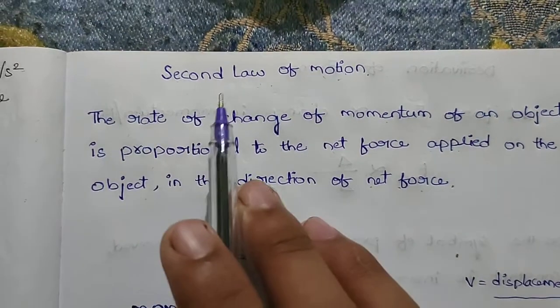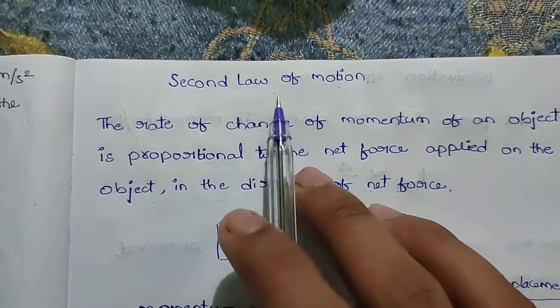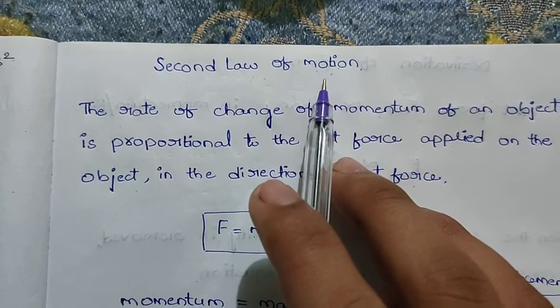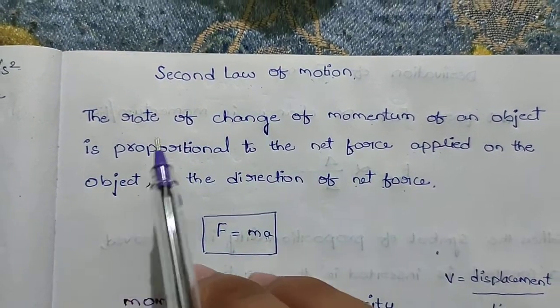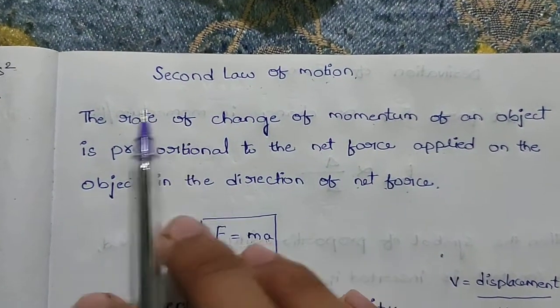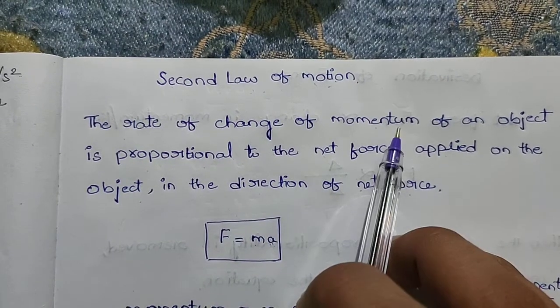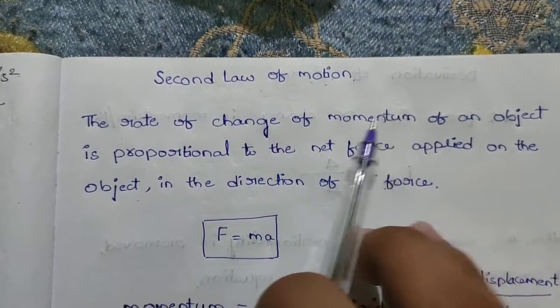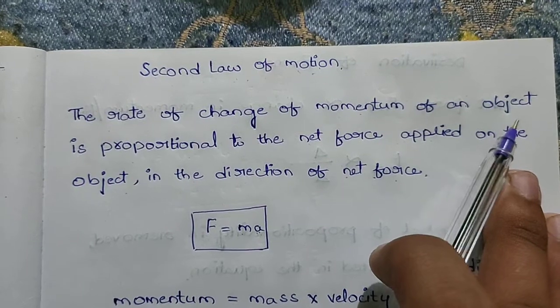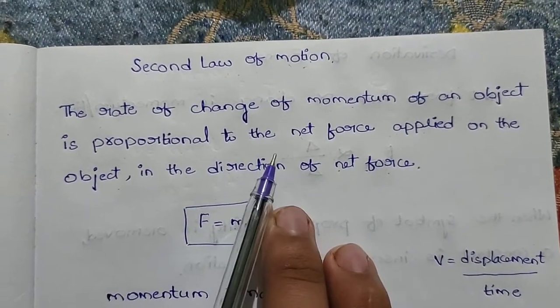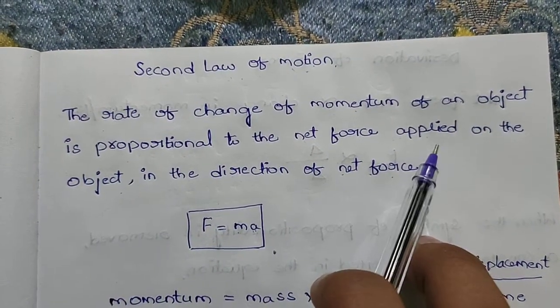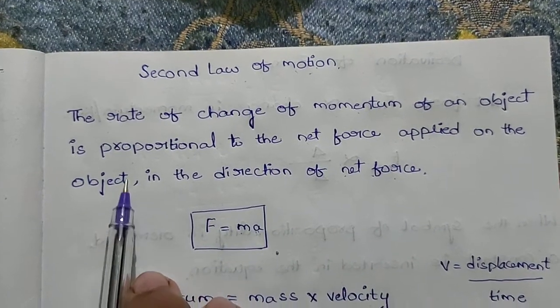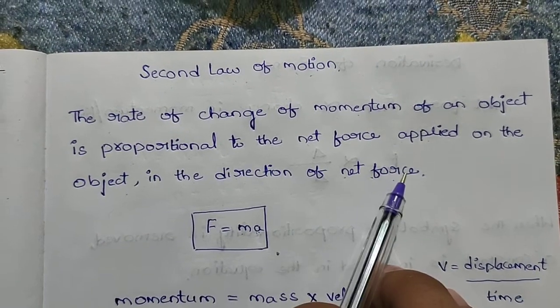Everyone, today we'll be discussing the second law of motion, nothing but Newton's second law of motion. It states that the rate of change of momentum of an object is proportional to the net force applied on the object in the direction of net force.